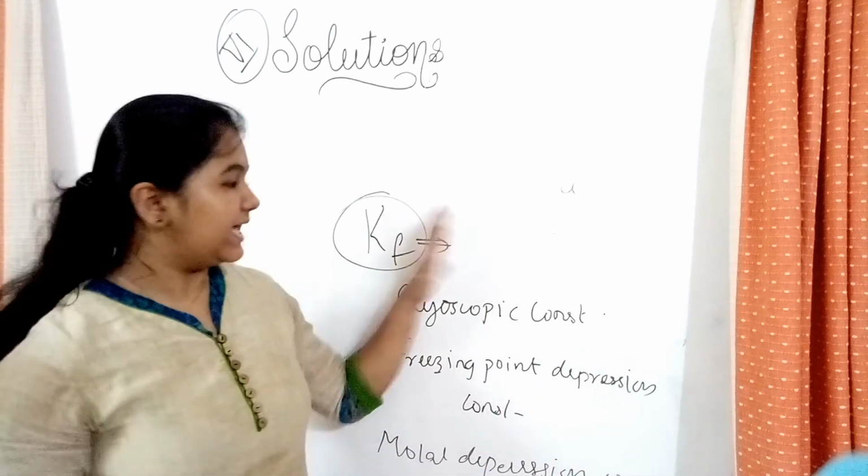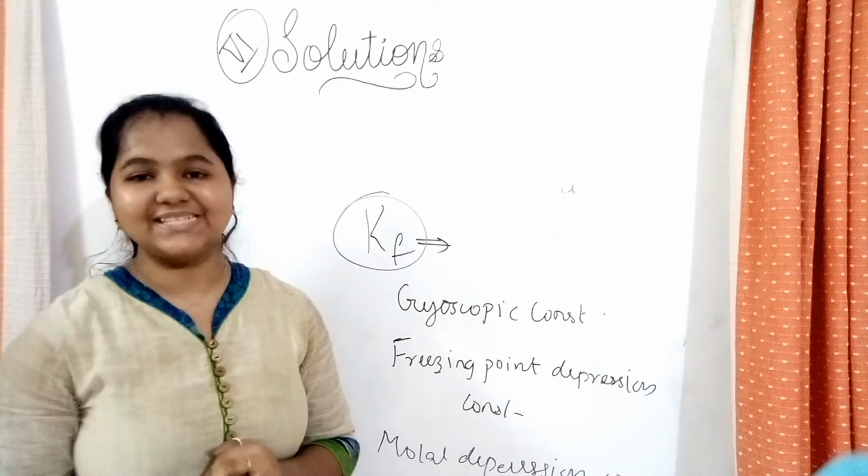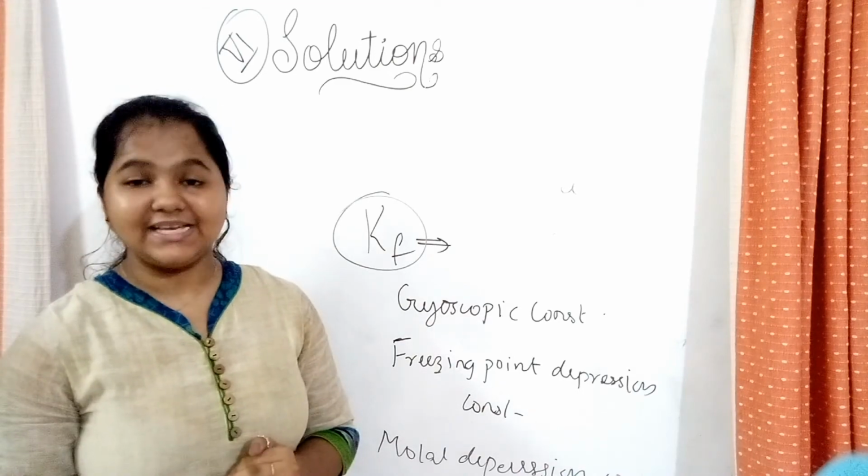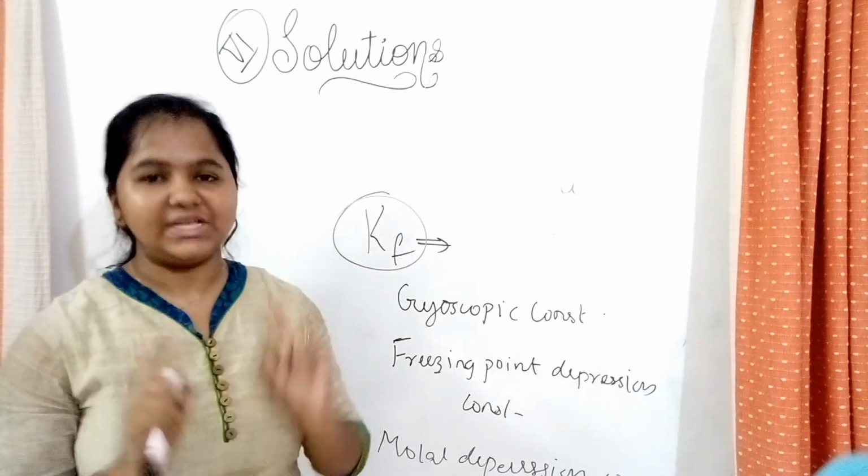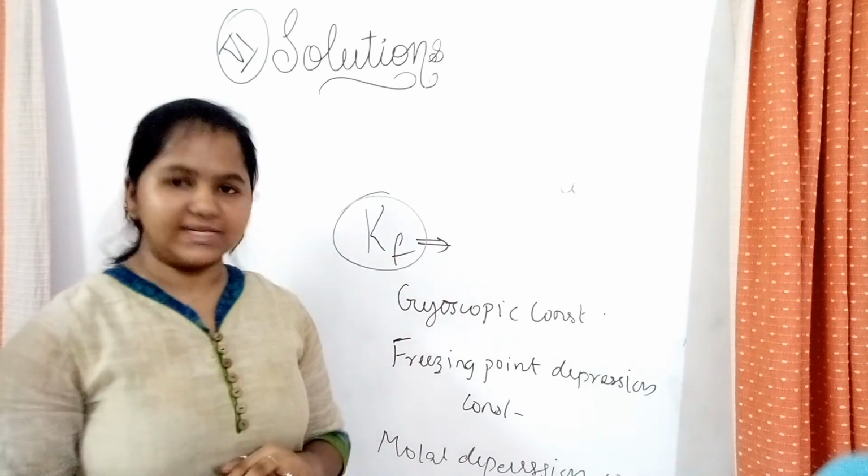So friends, that is all for the theory. Now let's discuss some questions. Let's see the four questions. I'll give you an example for each of the colligative properties. First, we'll discuss an example of relative lowering of vapor pressure.